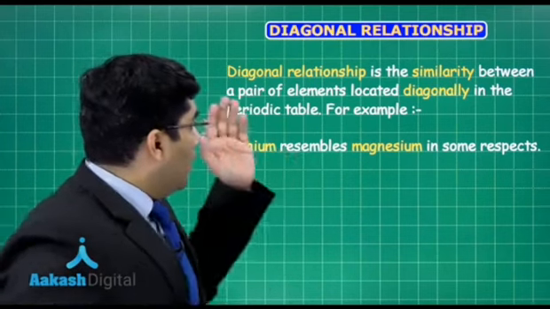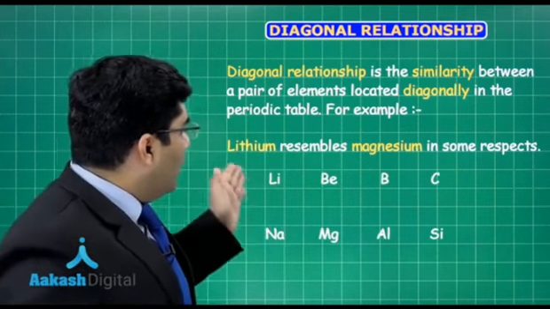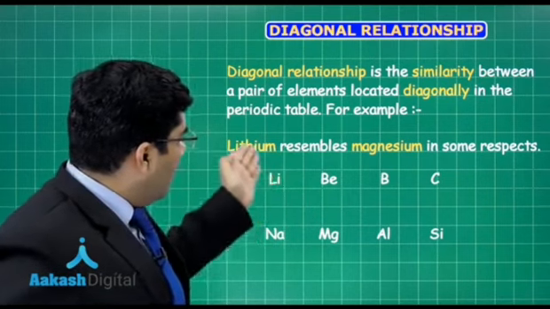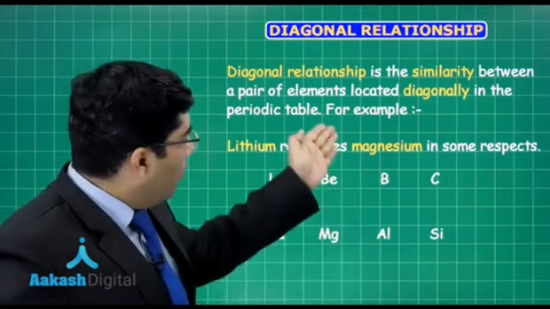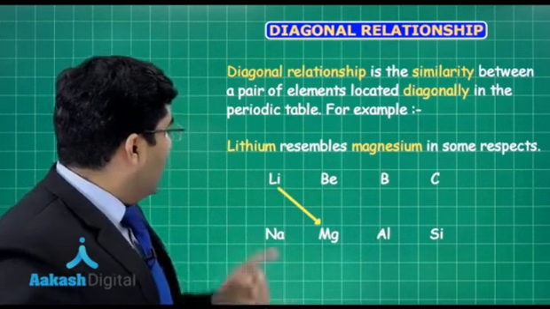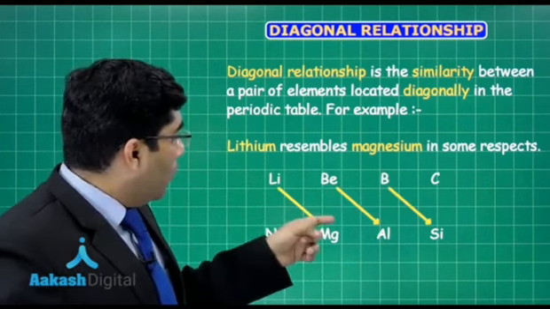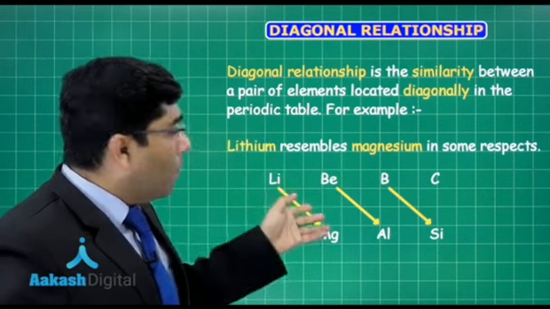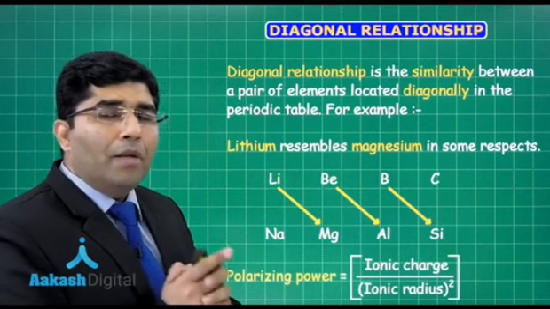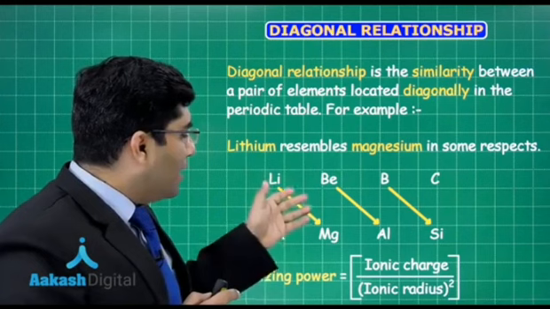Now, if we talk about the elements which are diagonally placed, like lithium and magnesium, beryllium and aluminium, boron and silicon, their properties resemble each other, and the reason is their polarizing power is the same. What is polarizing power? It is the ionic charge divided by the ionic radius.